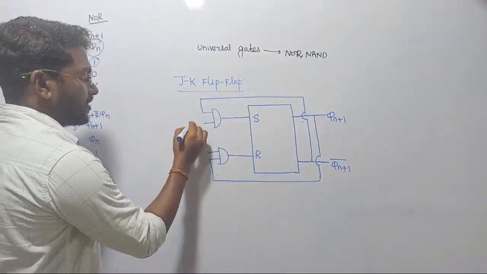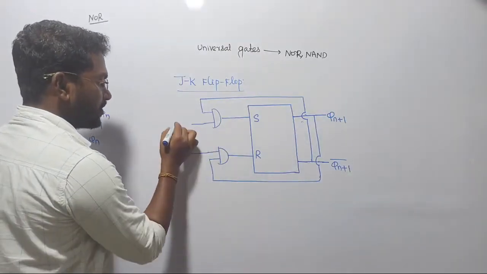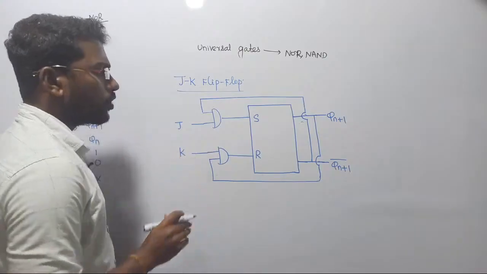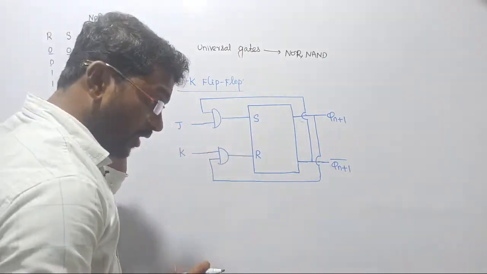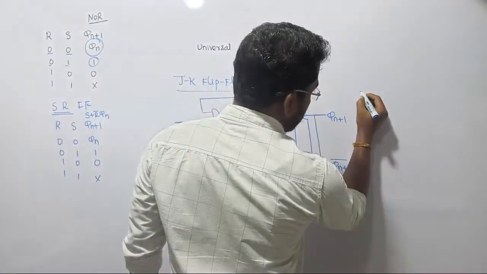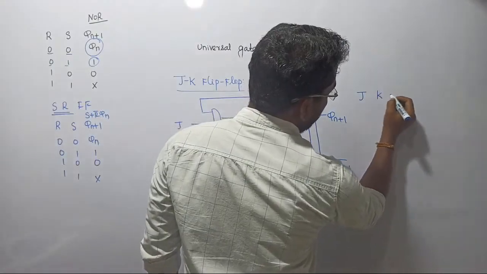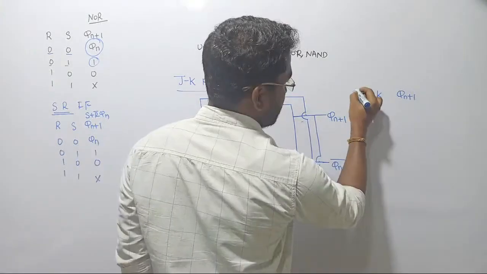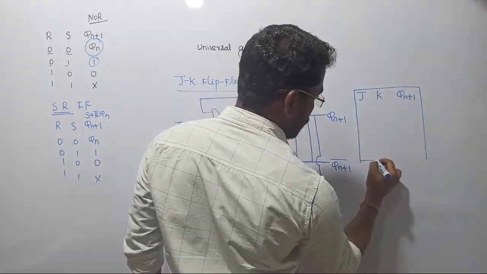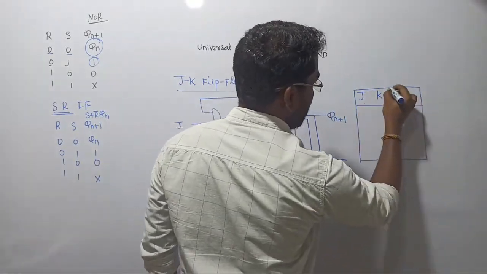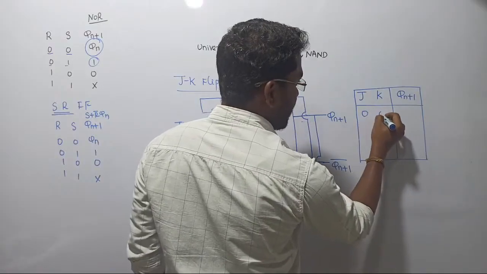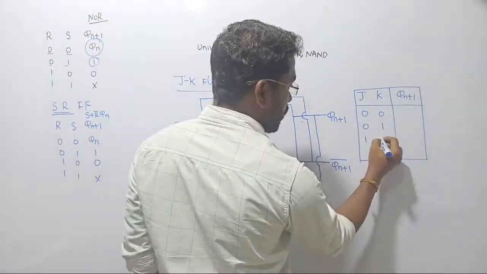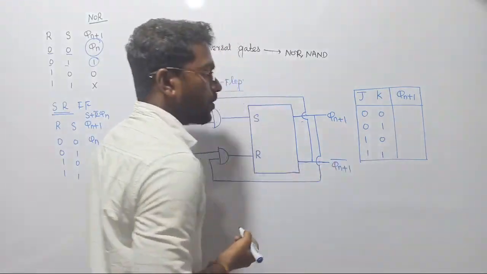Clear? So let us consider our inputs now. Let me put J and K here. Don't note anything, first just observe, because you have to understand. The first thing is, let us realize the JK flip-flop output, with J, K and Qn plus 1 as our output. First step, we have to realize the truth table of this circuit. For JK, there are 4 combinations: 0 0, 0 1, 1 0, 1 1. That is going to be the truth table.